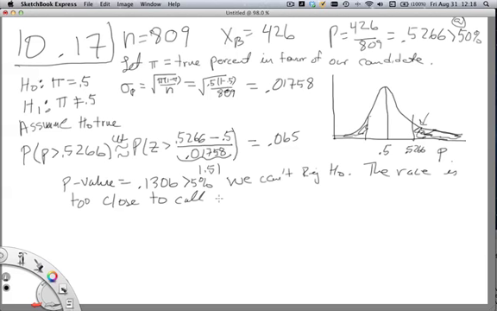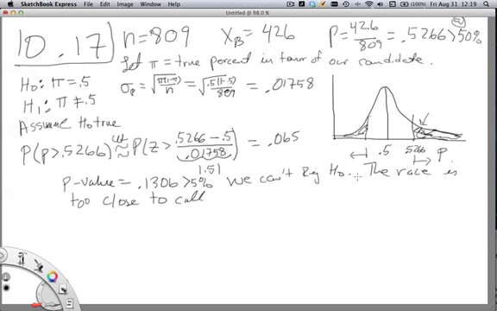So let's go over exactly what that 13% tells us. 13% tells us that if the race were perfectly tied, there's about a 13% chance that we'd draw a sample of 809 people, giving us a test statistic that's this extreme or more extreme in either direction from it. And 13% is pretty common. So we cannot rule out 5%. We can't rule out the possibility that we're tied, or even worse yet, a smidgen behind. So that's one way to do this problem.